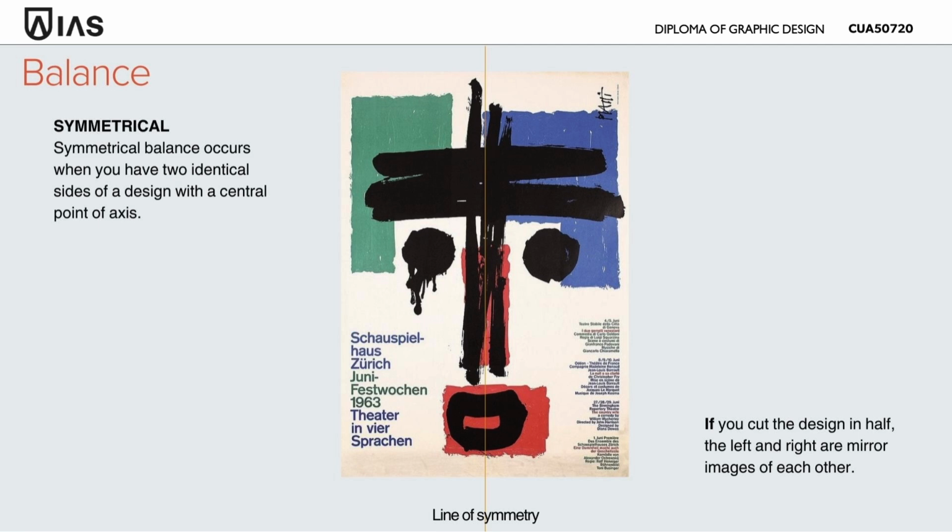Here we have an example of a symmetrical layout. Symmetrical balance occurs when you have two identical sides of a design with a central point of axis. If you were to cut the design in half, the elements on each side would have the same visual weight, so they're more or less mirror images of each other.